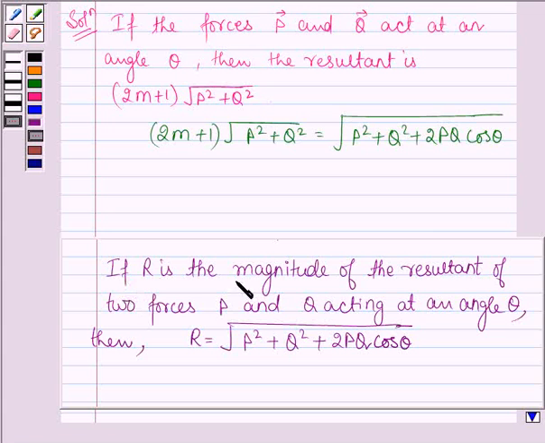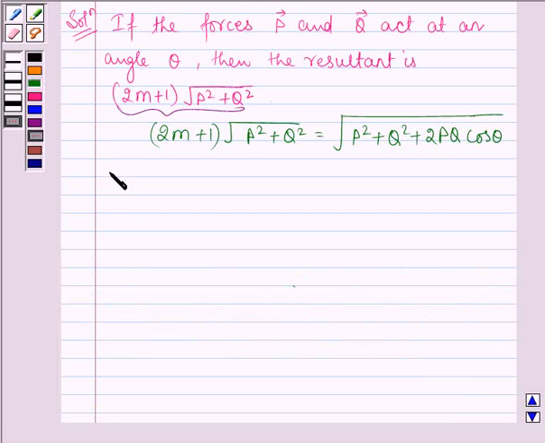Since we know that if R is the magnitude of the resultant of two forces P and Q acting at an angle alpha, then R is equal to root over P square plus Q square plus 2 PQ cos alpha. Here we have again the two same forces P and Q. So we have root over P square plus Q square plus 2PQ into cos theta as the resultant, and we are given the resultant equal to 2m plus 1 into root over P square plus Q square. Hence we have this equation.